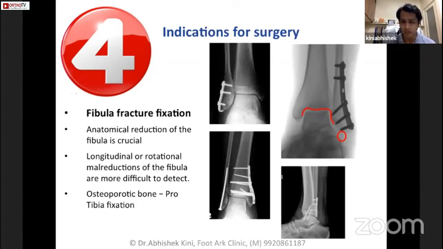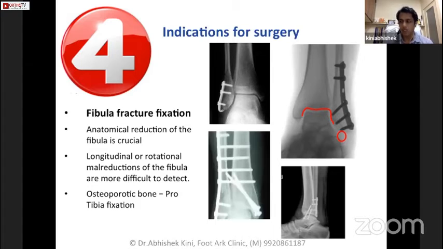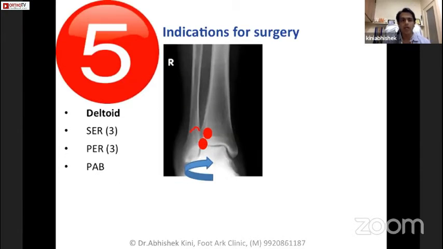In osteoporotic bones of the fibula, especially in diabetics, the new technique of fixing is pro-tibia fixation. And that's what we do over here, where multiple syndesmotic screws are passed, and it's more about stability, where you want the bones to unite and not crumple and not the implants to break down.